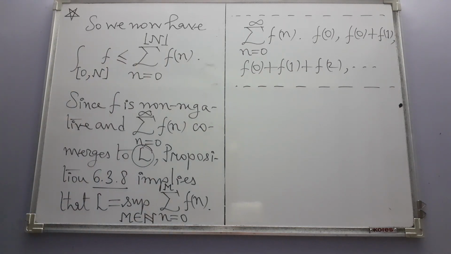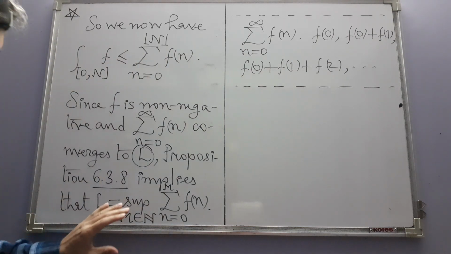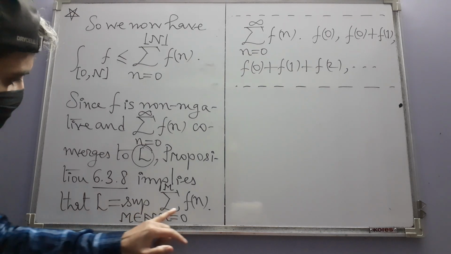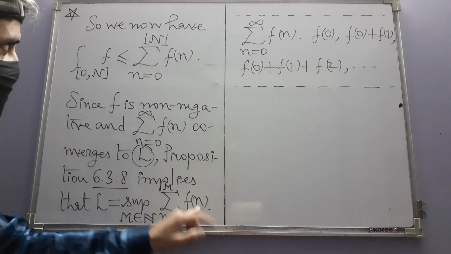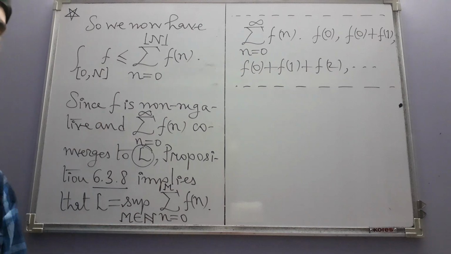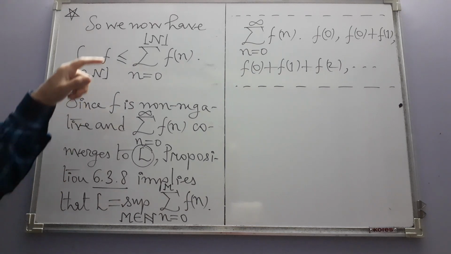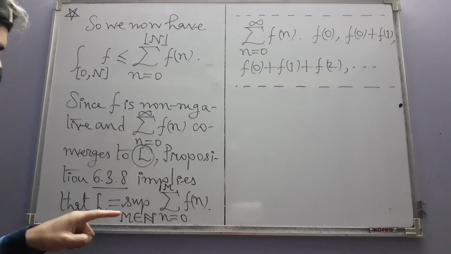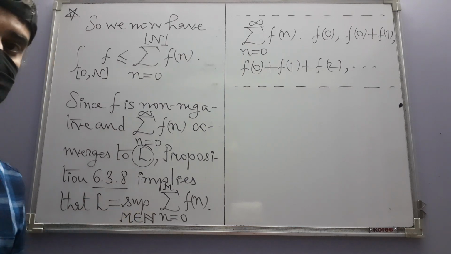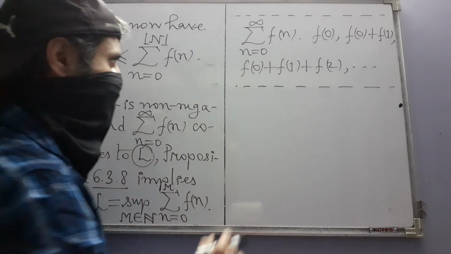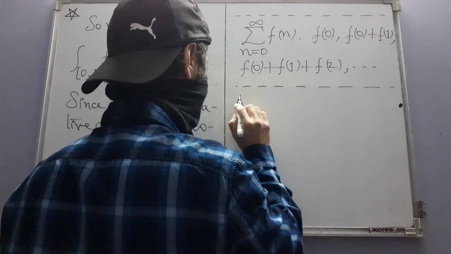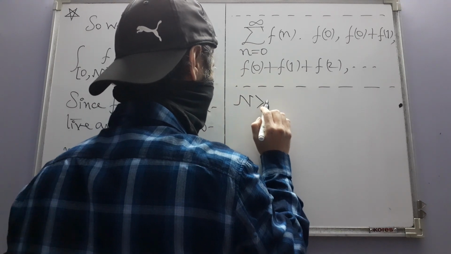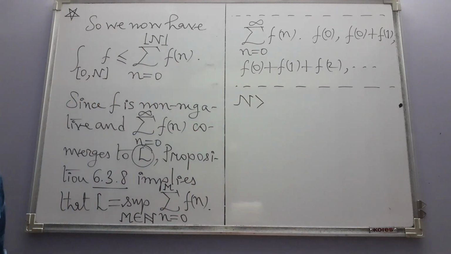All right. So now what? Now we know that L is the supremum of these partial sums, and this is one such partial sum. Okay, another question may arise in your mind. How do we know that this floor value is a natural number? You think of n. What was n? n was a positive integer, right?